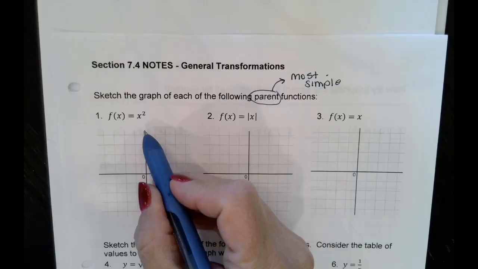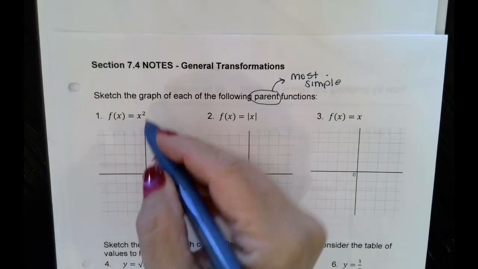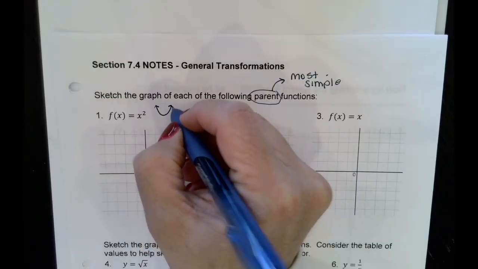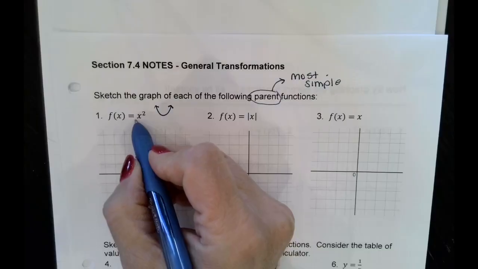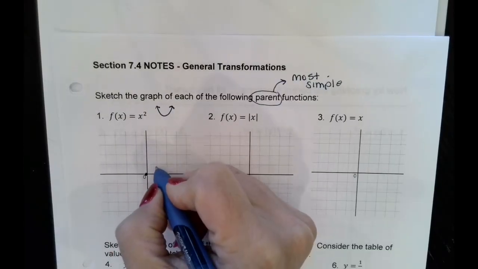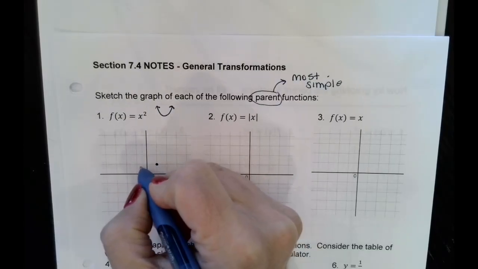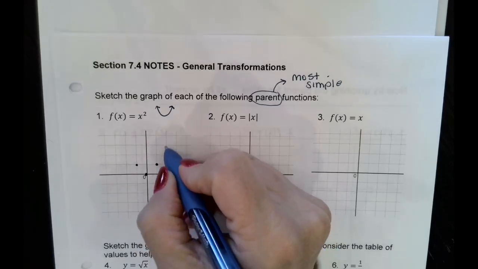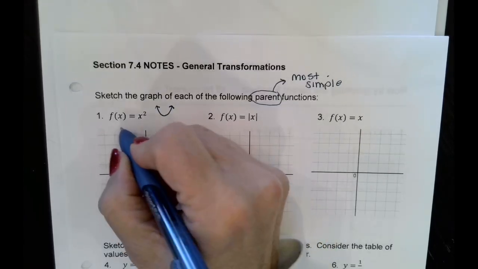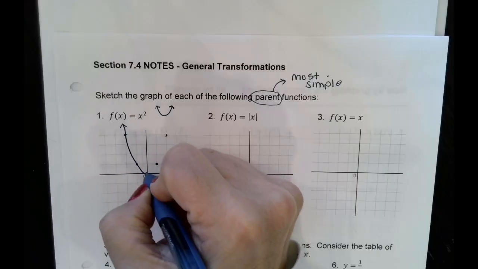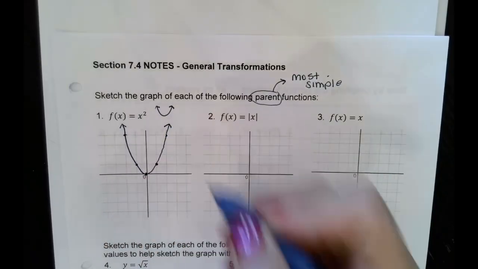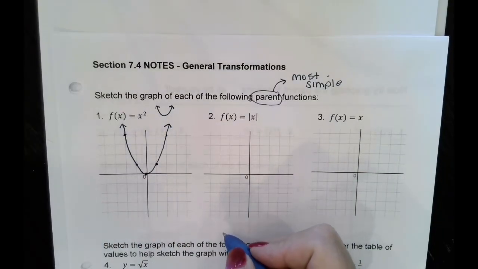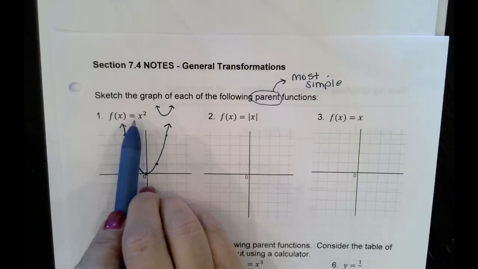So for example, if I have x squared, I know that this is going to be a parabola that's going to be shaped up because this is positive, and my most simple form of my parabola is going to look like this. All right, that's my parent function, most simple. I don't shift left or right, I don't shift up or down, my slope is 1.